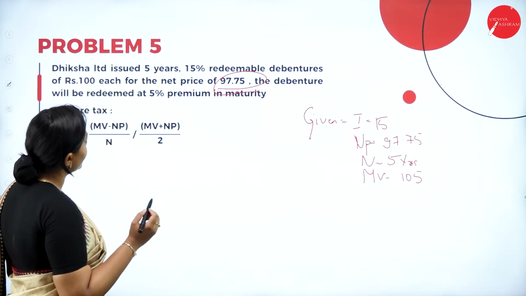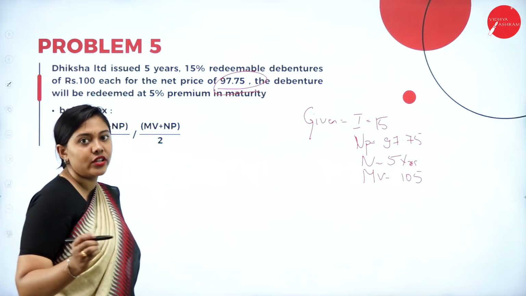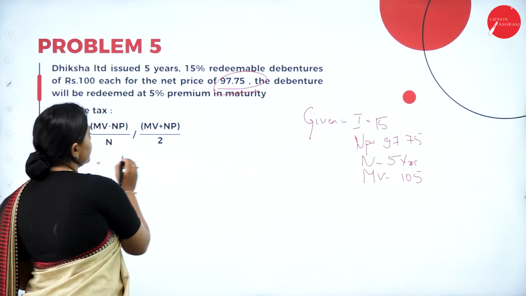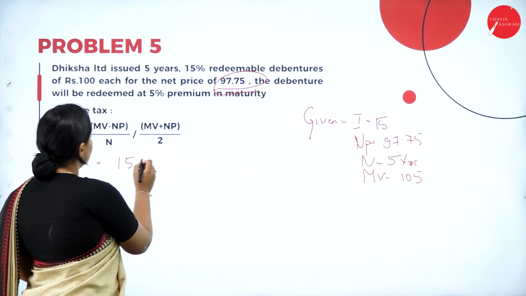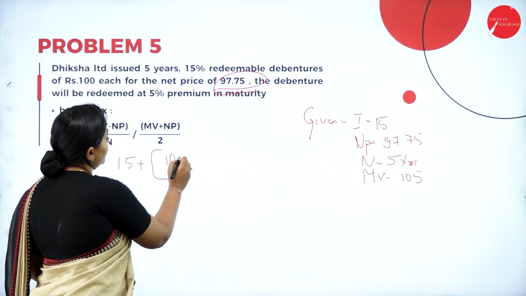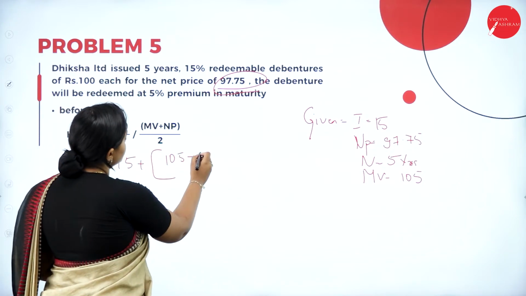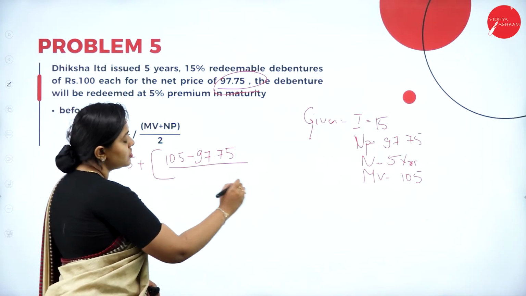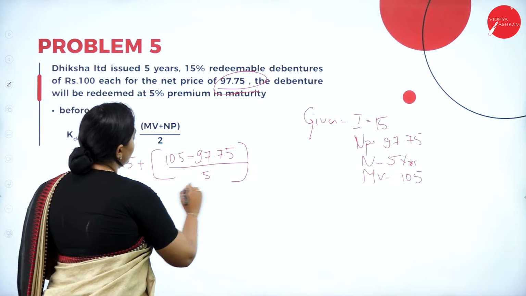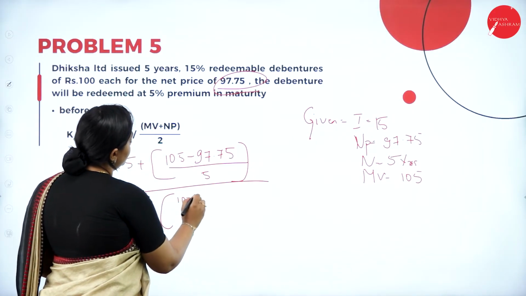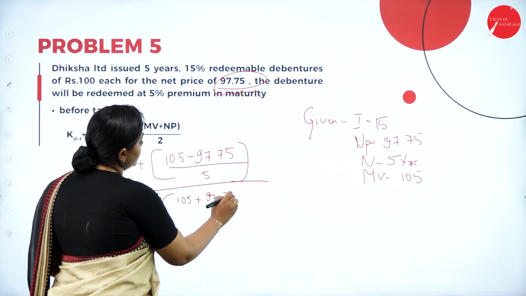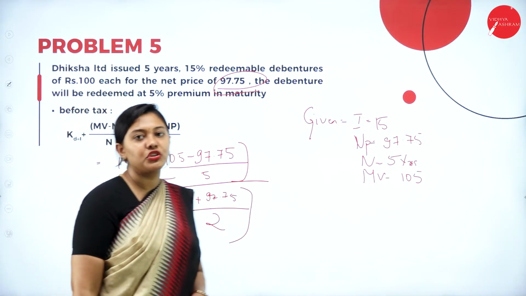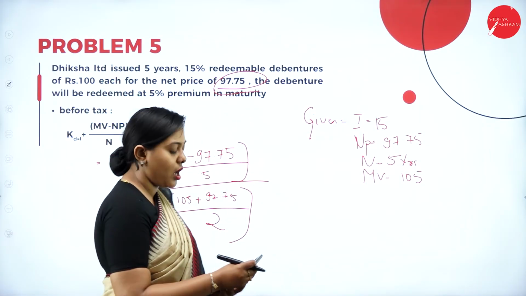So in this problem, is tax rate given? No, tax rate is not given. So it is before tax problem. So what is the interest we have got? Interest is 15 rupees plus maturity value 105 minus net proceeds 97.75 divided by, what is the number of years? 5 years, whole divided by maturity value plus net proceeds divided by 2. So these are the values that we have substituted in the formula. So let's check out the answer.